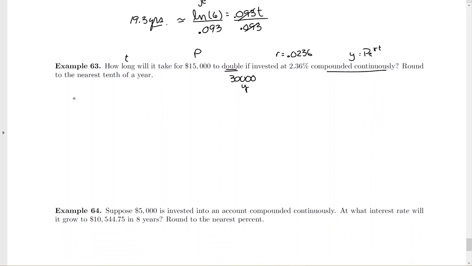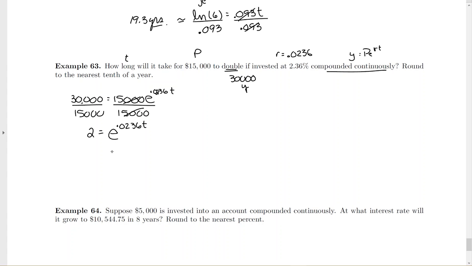So I go right to the formula. I'm starting my equation with 30,000, but that's what I want out. My initial amount was 15,000, times e to the rate 0.0236, and then t is what you're looking for. If you divide both sides by 15,000, your end result on the left is going to be the number 2 because you doubled your amount. e to the 0.0236t.